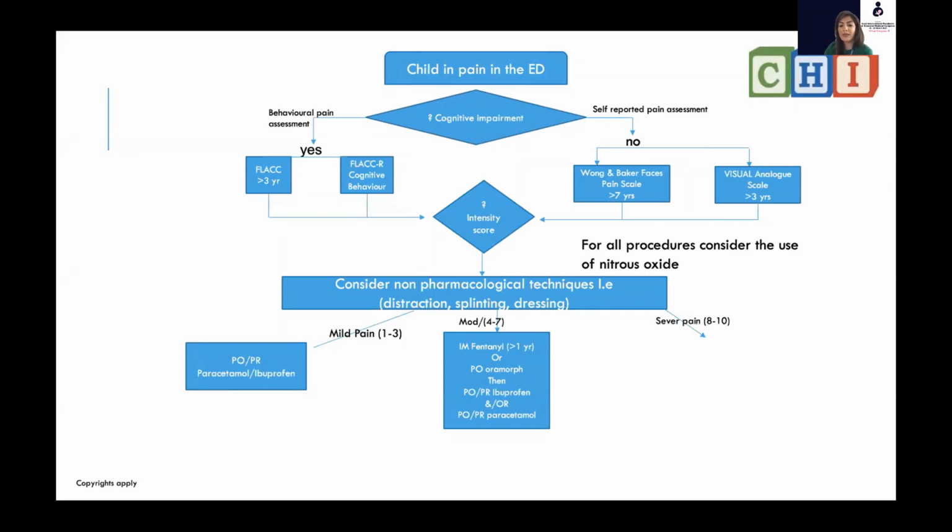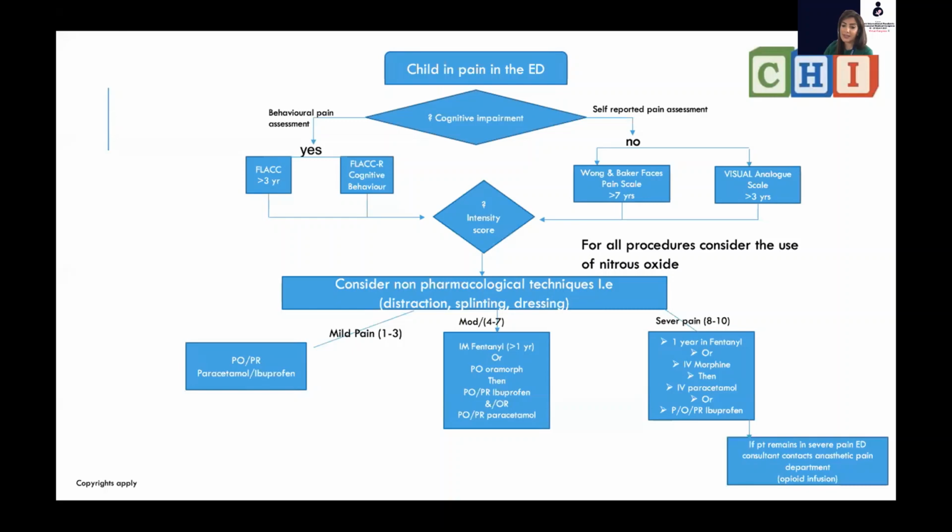If it is a severe pain, 8 to 10, then we would go for fentanyl again, or IV morphine, plus paracetamol IV or ibuprofen. If that did not help, then we will call the anesthetist and we would start opioid infusion. It doesn't stop there.